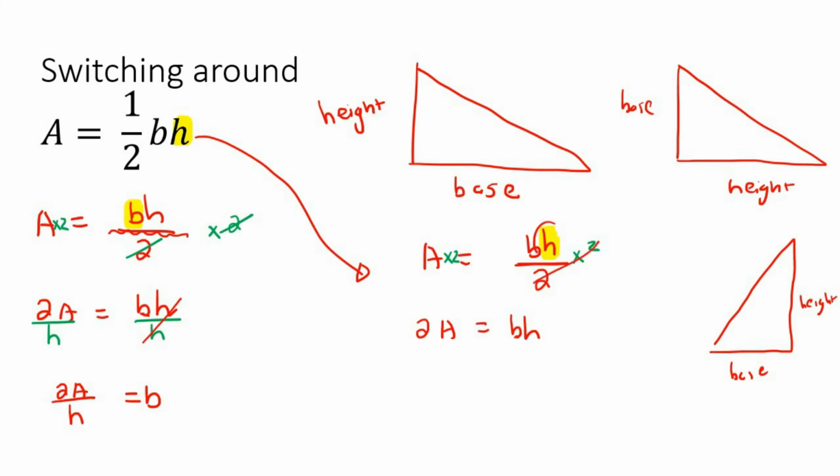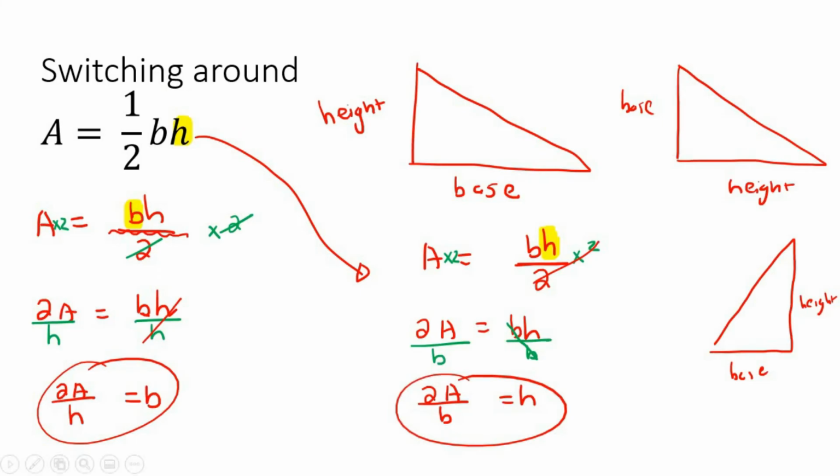Now we're trying to get H by itself, so we need to get the B away, so you divide, let's do it in a different color, so you divide by B, and what you do to the one side, you have to do to the other side. So these B's are now going to cancel, and so you end up with H is equal to 2A over B. So you see how the formulas are pretty much the same. It's just the H and the B that have switched around.